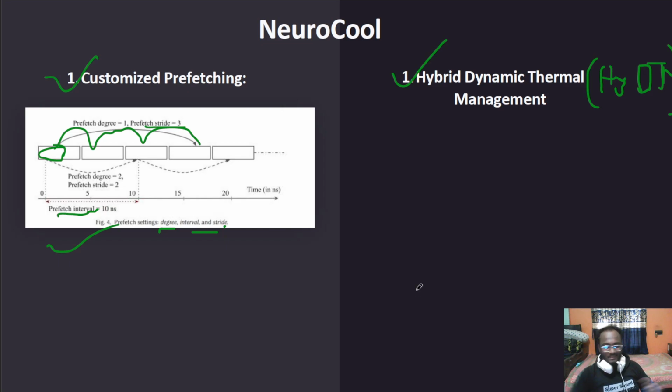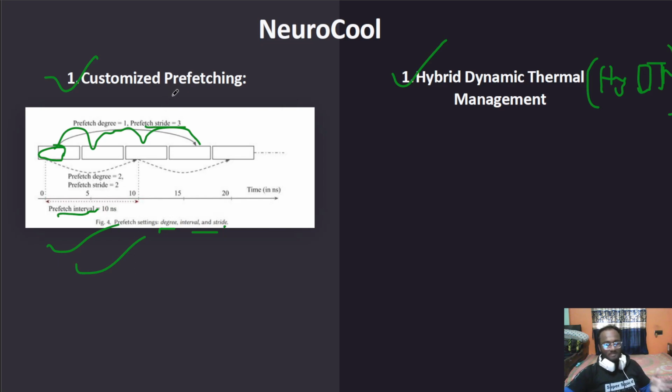So I think mainly the figure demonstrates how these parameters can be tuned dynamically to adapt to varying workload requirements. We can modify the prefetch degree and stride in systems like NeuroCool. We can optimize the prefetch for specific workloads, balancing performance and thermal efficiency, obviously. So this is where the customized prefetching techniques are mainly discussed, but we will discuss the main algorithm later on.